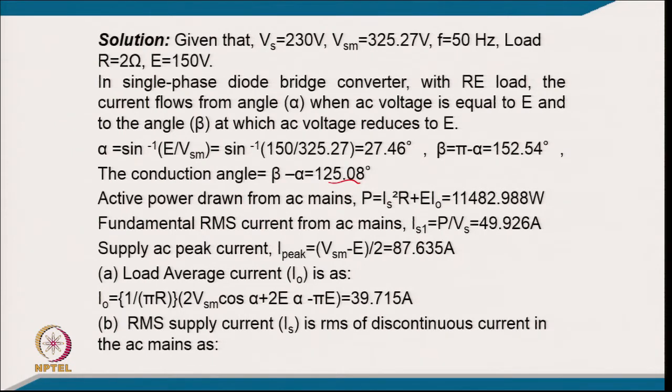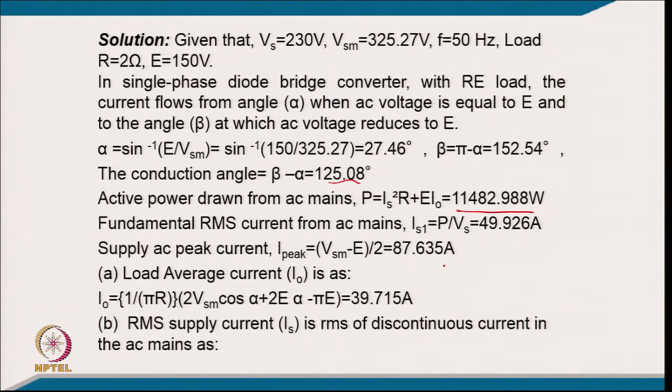So, that much conduction is there, of degree, in this typically. The active power drawn from AC mains will be P equal to Is square R plus E0 into I0. So putting the value, the active power comes to 482.98 watt, and fundamental RMS current drawn from AC mains will be P upon Vs, that is 49.93 ampere, and typically the supply AC peak current will be Vm minus E, because it is only flowing for that period, divided by the 2.